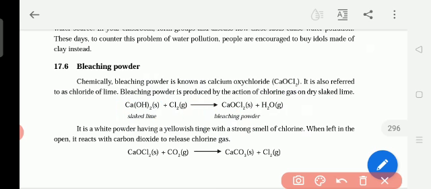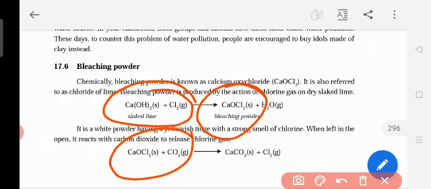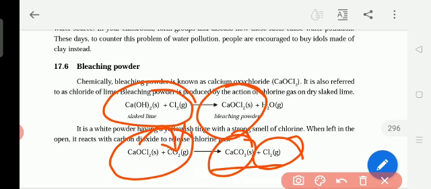Okay, so it is a white powder having a yellowish tinge with a strong smell of chlorine. Bleaching powder has the strong smell of chlorine. When left in the open, it reacts with the carbon dioxide in the atmosphere and releases chlorine gas. Since it is prepared with the chlorine gas, when it is left open it releases it. And we get the calcium carbonate.